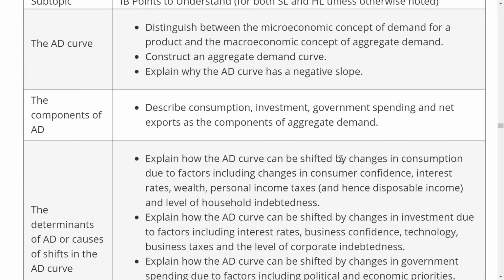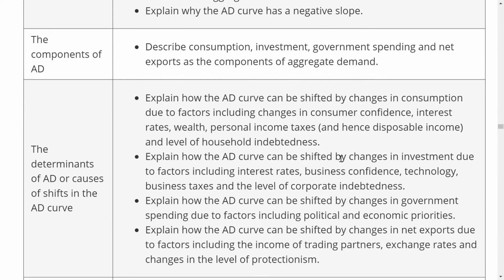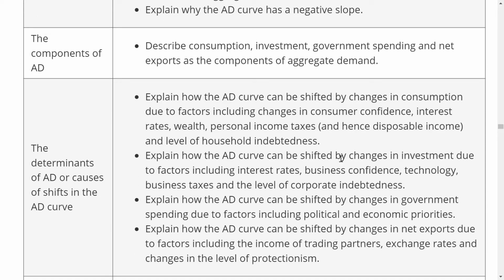Components of AD, once again: we have consumer spending, C. We have government spending, G. We have investment, I. We also have exports minus imports. Those are the components of aggregate demand, which is also, not so coincidentally, the formula for gross domestic product. Anyways, the determinants of AD and causes for a shift in the curve.